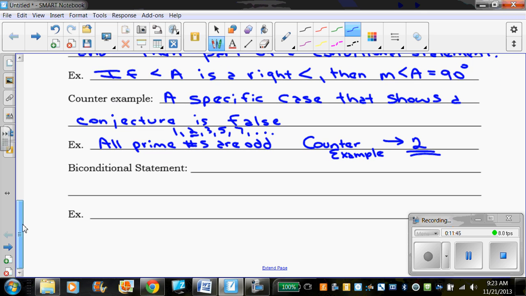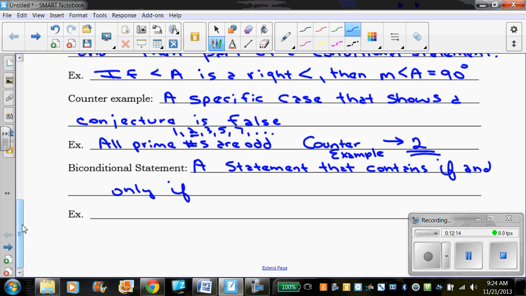Okay, one last word here. Biconditional statement is the statement that contains an if and only if. So I'm going to write that down. A statement that contains if and only if. And really definitions in general are a biconditional statement.